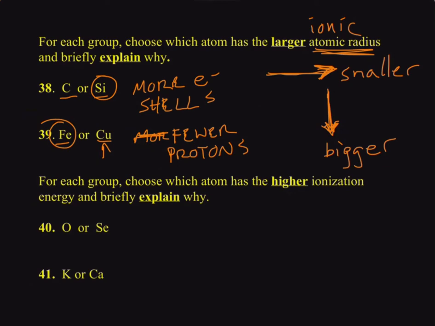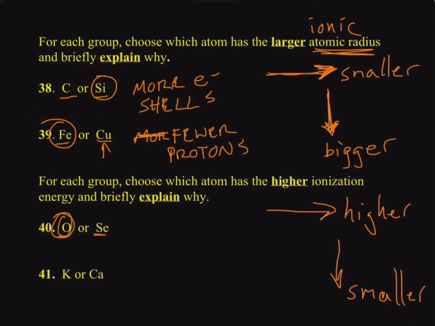And then the next group, which has the higher ionization energy? Well, ionization energy has the exact opposite trend. As you go left to right, it gets bigger, and as you go top to bottom, it gets smaller or lower. So oxygen and selenium are in the same column going up and down. Selenium happens to be below oxygen, which means the higher one on the table, farther up, is going to have the higher energy. For the same reasons as the radius changes.